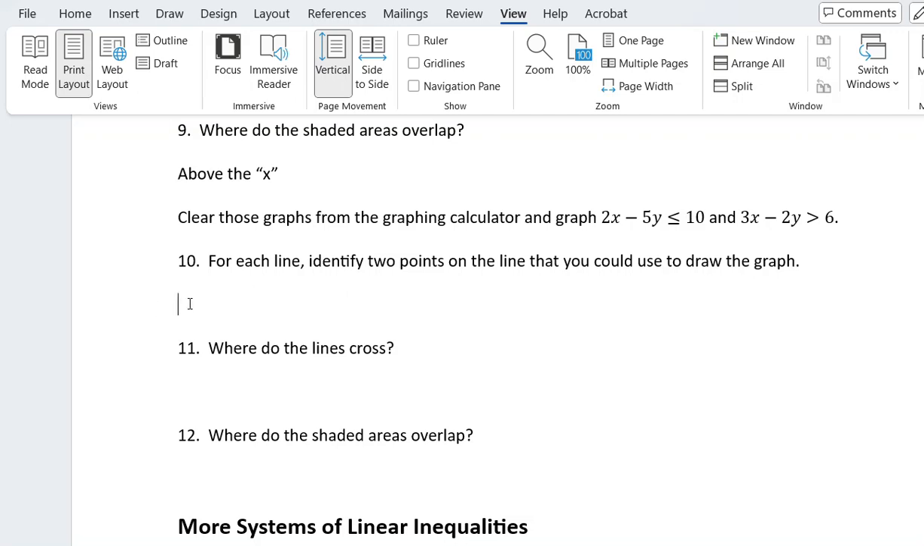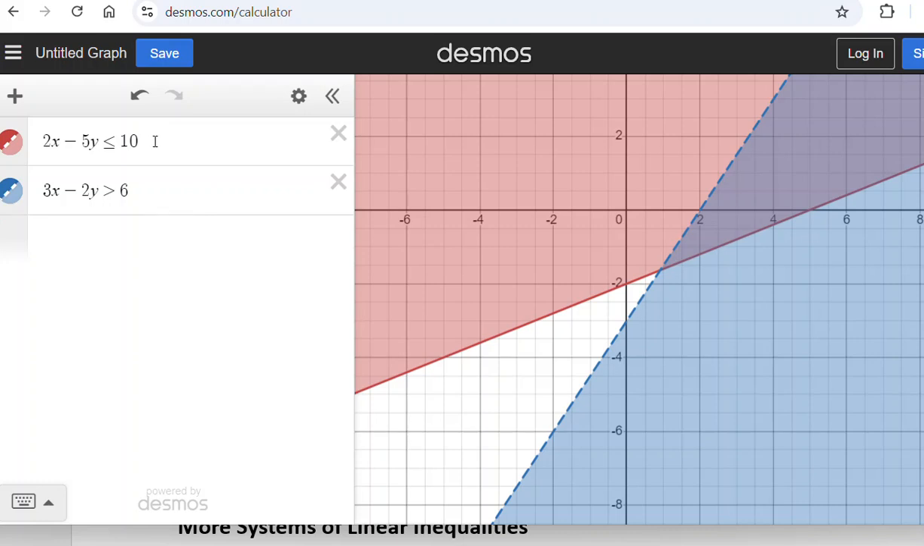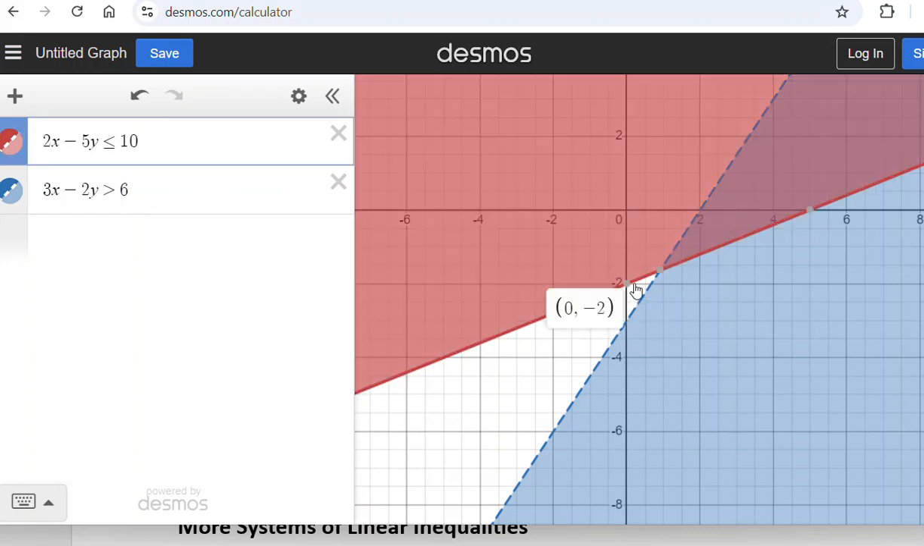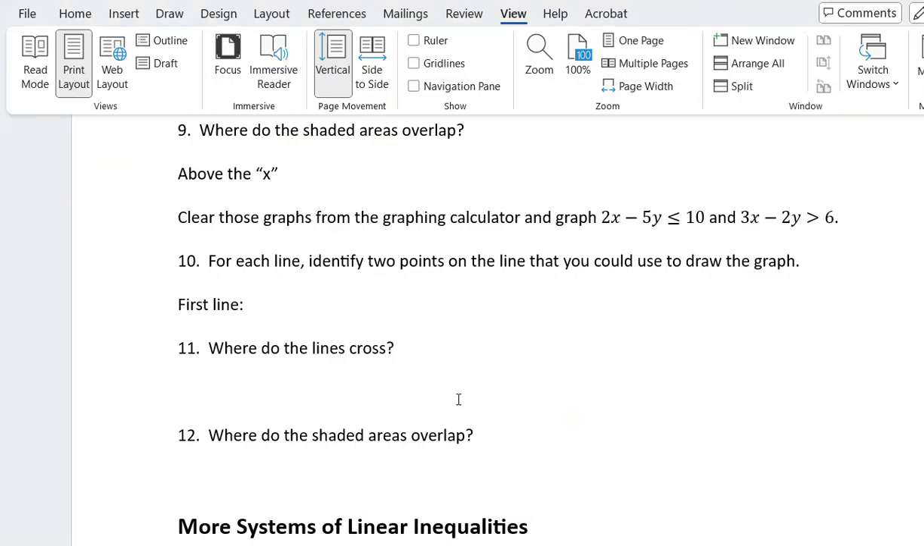For each line, we're going to identify, again, 2 points. And we're doing this because this is helpful in terms of making the graphs in the MyLab problems. You're going to need to graph the lines yourselves. And in order to do that, you're going to need to be able to identify points on the lines. So that's why this is helpful. So my first line here, 2x minus 5y less than or equal to 10, is the red line. So we have some points here at (0, -2) and (5, 0). And we note that that is a solid line.